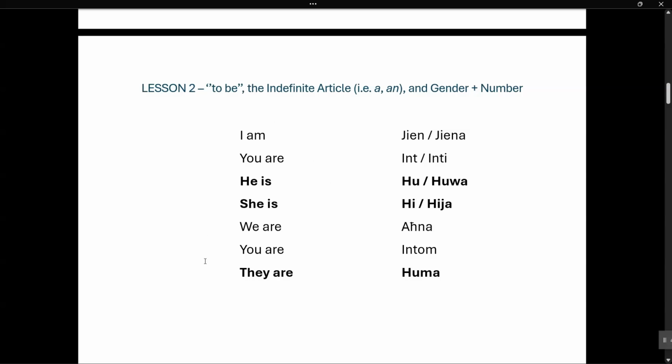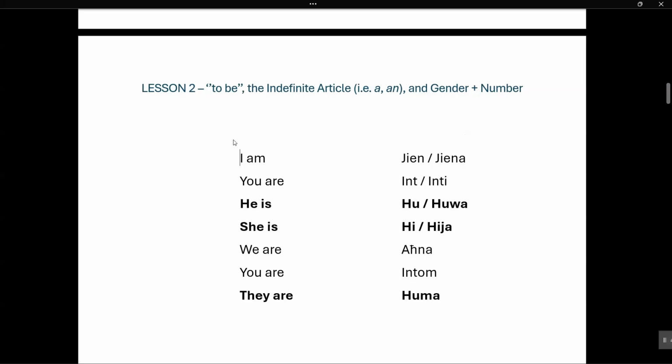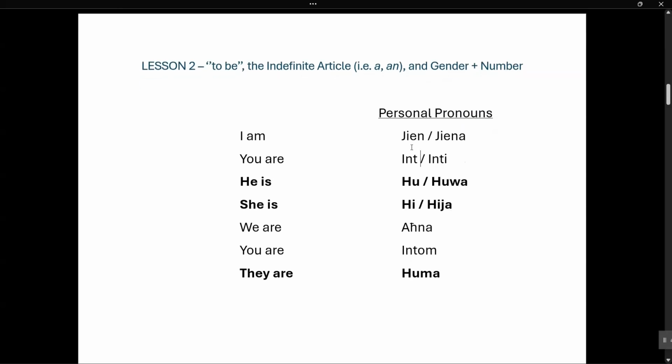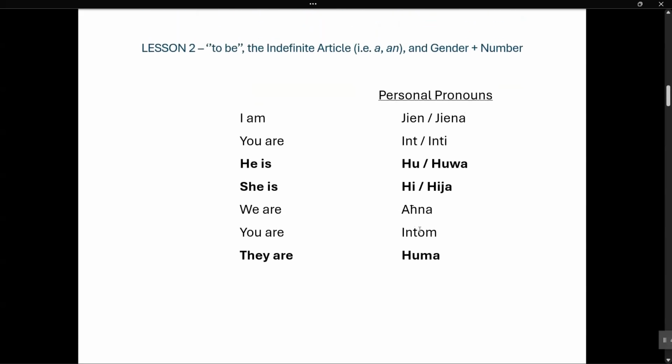But let's forget the verb to be, let's forget the indefinite article. I want us to focus on this one over here. So, let me correctly label this. These are the personal pronouns. This column here. Jien or jiena, I, int or inti, you, huwa or huwa, he or hija, she, aħna, intom, and huma. Notice that there is no neutral pronoun, it. These are the only pronouns that we have.